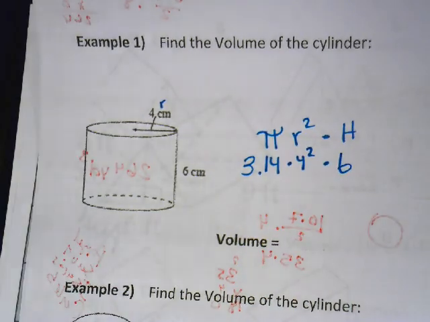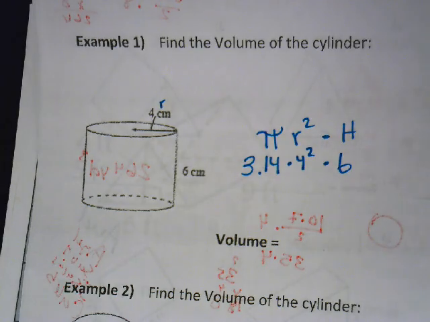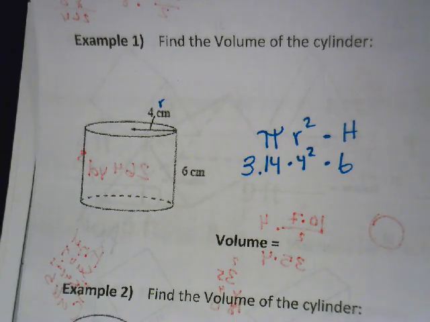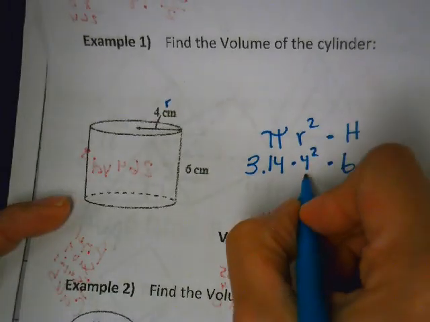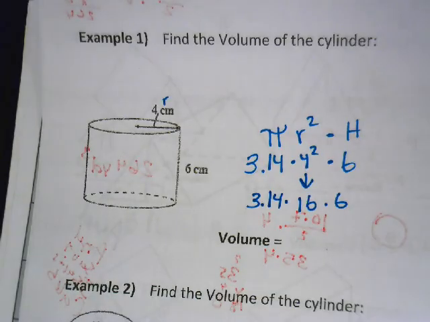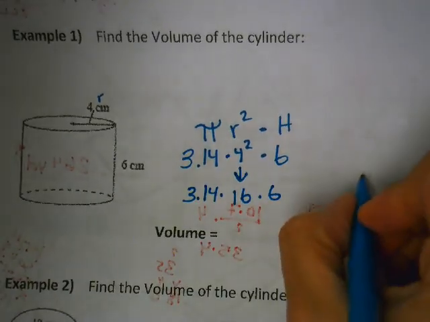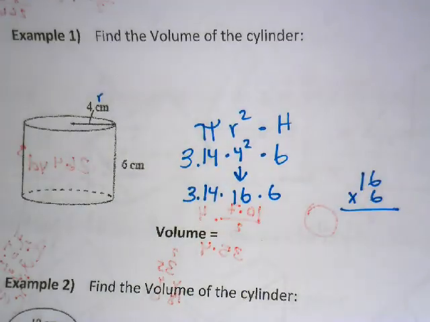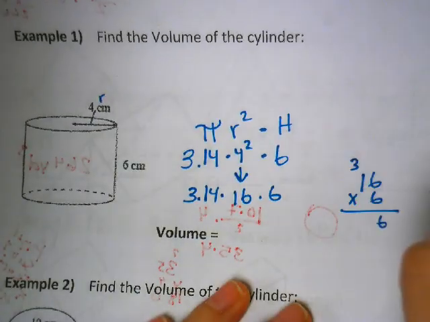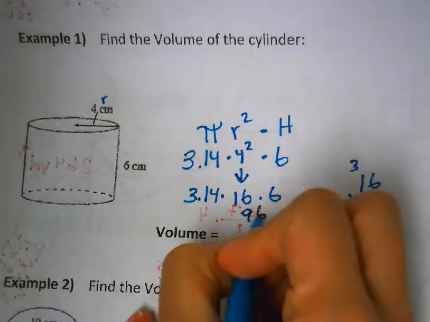6. Now, can I multiply this in any order right now? No. What's the first thing I have to do? The exponent, the 4 squared. Now, can I multiply in any order? Yeah. Now I can do any order. Let's do 16 times 6, and then we can use a calculator. 16 times 6 is 96. All right, 96 times 3.14.